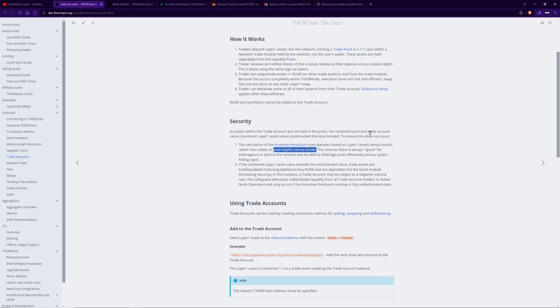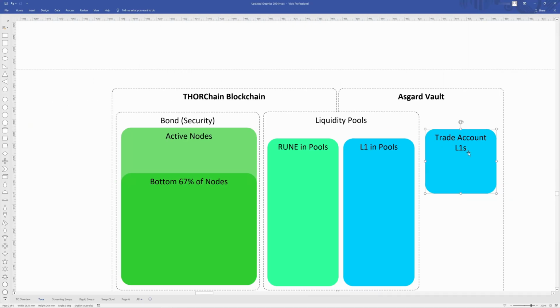Anyway, so what's important out of this is, being point two, if the combined L1 asset value exceeds the total bonded value, the trade assets are sold or liquidated, reducing the liability to buy RUNE, and are deposited into the bond module, e.g. increasing the security. So what that means is these trade assets that are owned by individual people are going to be sold for RUNE, and that RUNE is going to be placed into the bond module here to boost the active node bond.